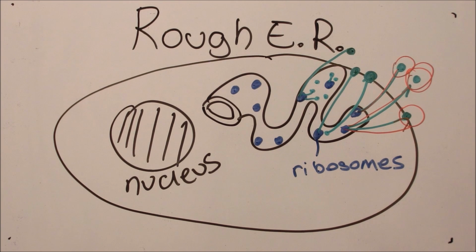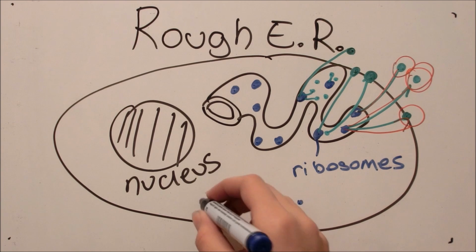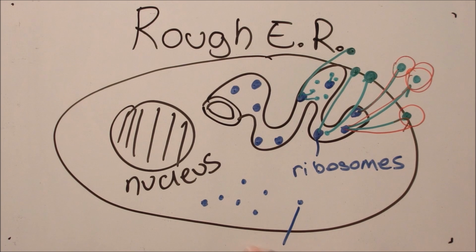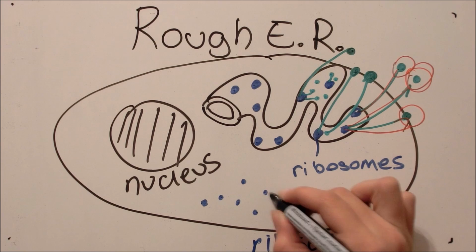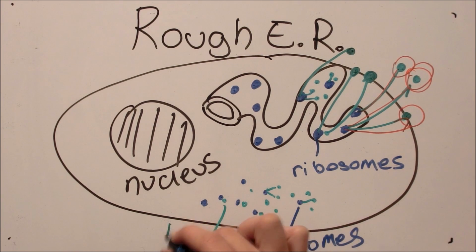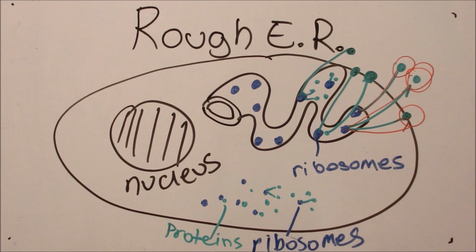So those proteins you see over here and here, they always come from the ribosomes on the rough ER. There are other ribosomes in the cell's cytoplasm, but those ribosomes are not stuck on the rough ER. The difference is that the ones on the ER produce proteins that will end up in the membrane or outside the cell, while the ribosomes in the cytoplasm create proteins that will end up inside the cell.